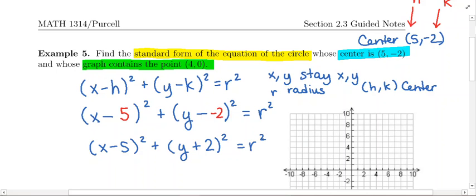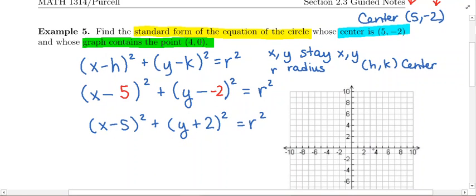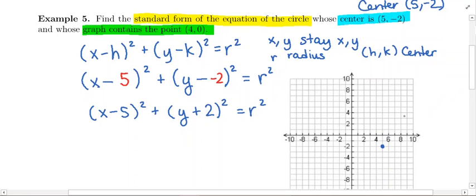All right, so we're almost there, but we've got to handle the radius. Okay, so what can we do? Well, we have one piece of information that we have not used yet. If you visualize what's going on with this circle, the center is at 5, -2. That's right here. And you're told that the circle goes through the point 4, 0, and that's this point.